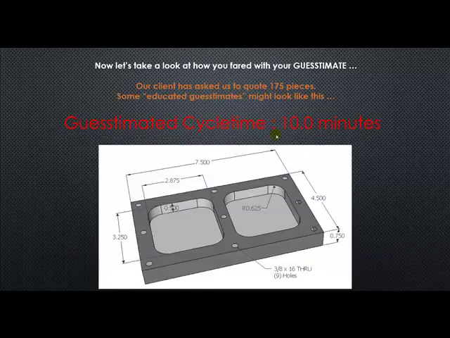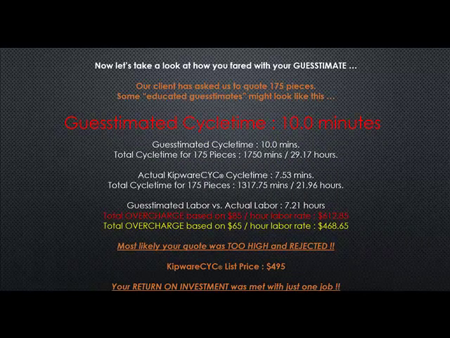Let's go the other way. Let's say you overestimated and you guesstimated 10 minutes to machine the part. The guesstimated cycle time of 10 minutes, we've got 29.17 hours to make 175 parts. The difference between the guesstimated labor and the actual labor, 7.21 hours. At an $85 hourly rate, you overcharge the customer $612. At a $65 hourly rate, you overcharge the customer $468. Most likely, your quote was too high and it was rejected. Again, with a list price of $495, your return on investment was met with just one job.